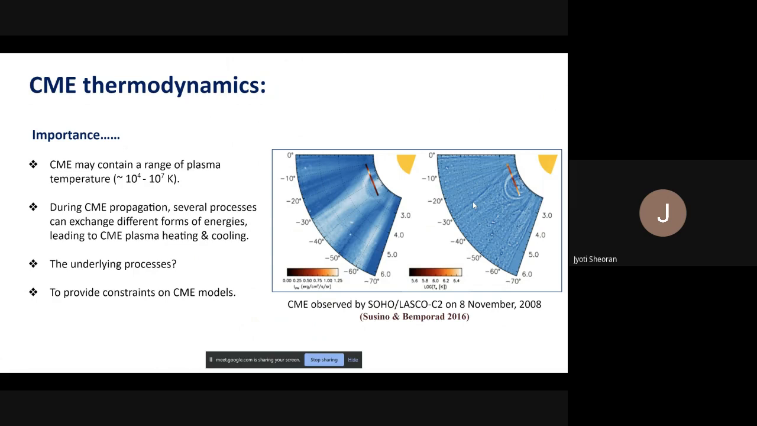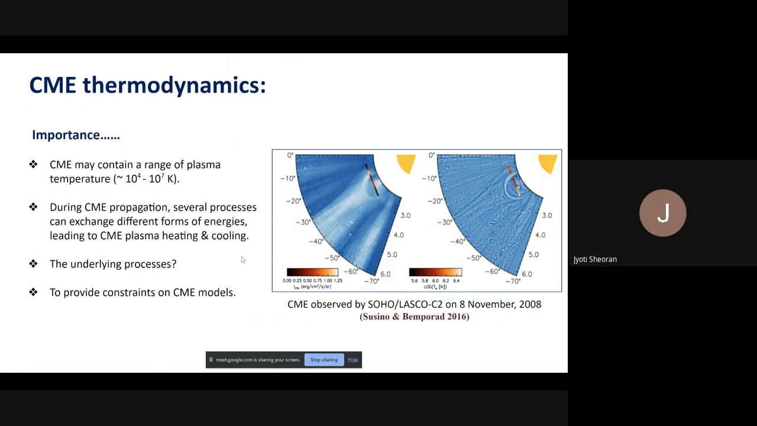As the CME propagates, several processes may occur that can exchange different forms of energy, like electromagnetic, kinetic, thermal, and potential, which can lead to CME plasma heating or cooling. To understand these underlying processes, it is important to study their kinematics as well as their thermal evolution as they propagate in the solar atmosphere. Further, this provides constraints on CME models, which can help us improve our current ability of CME space weather forecasting.